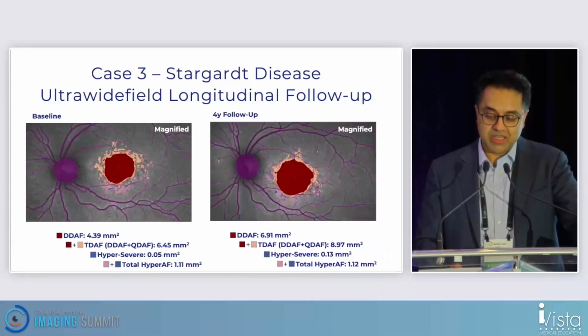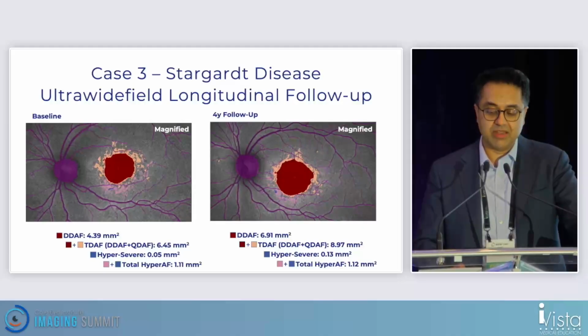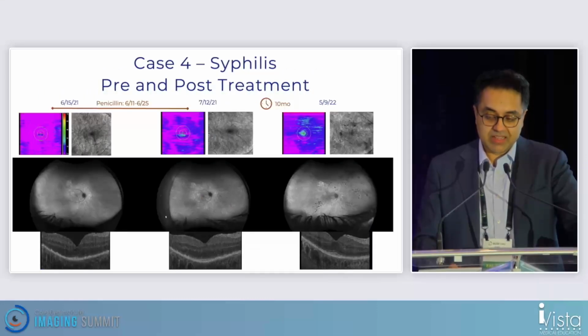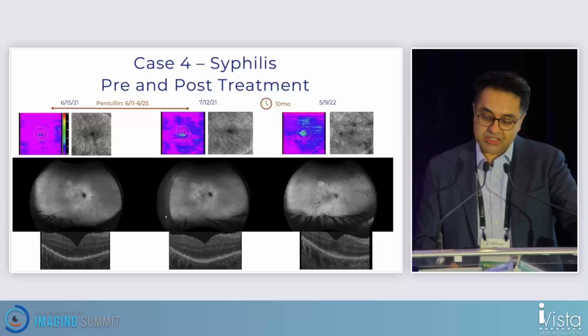And as we zoom in, we can see that the area of both what was originally defined again as DDAF, or the hypo-severe, and the QDAF, or the hypo-moderate, increases over time significantly, and that the areas of hyper actually come down over time. Finally, the final case that I'm going to show is a patient with syphilis.